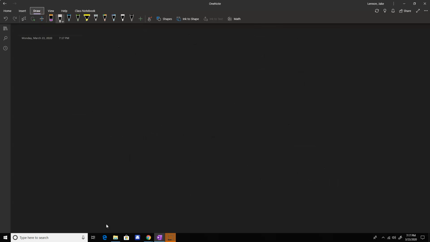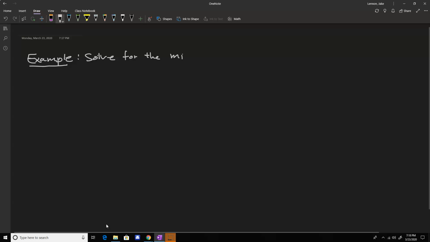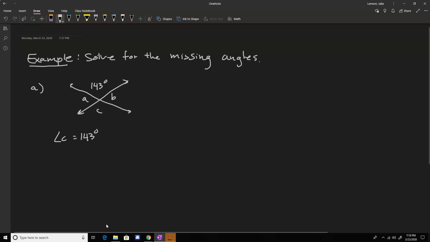Okay, so let's go ahead and look at an example where for each of these we're just going to solve for the missing angles. So let's look at this example where, again, these are not necessarily drawn to scale. I'm kind of drawing them just freehand, so we'll see. So this top angle right here is 143, and then we have angle A right here, angle B, and angle C. So first thing to note, angle C equals 143 degrees by vertical angles.